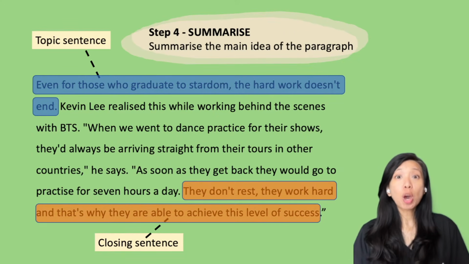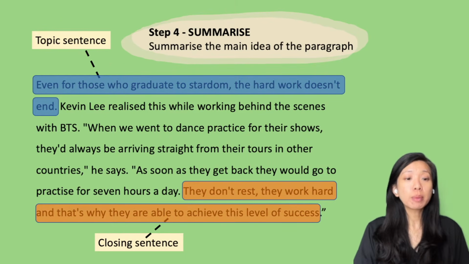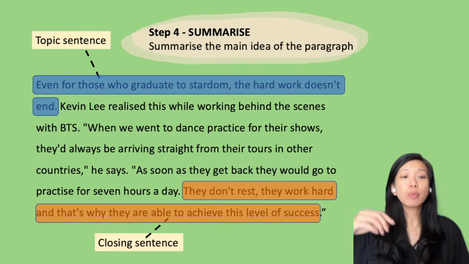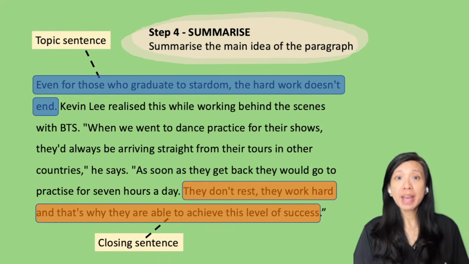So you notice that the topic sentence actually talks about the hard work not ending, and the closing sentence also talks about how much hard work they have to put in. They barely get any rest in order to achieve that success. Now, if we look at the body sentences in the paragraph, it basically tells us their schedule, right? They go for dance practices and they arrive straight from the tours. Once they complete their tours and concerts and performances and those sorts of things, they come straight back and continue practicing without actually resting. Before I give you the main idea of this paragraph, let's consolidate what we know first.